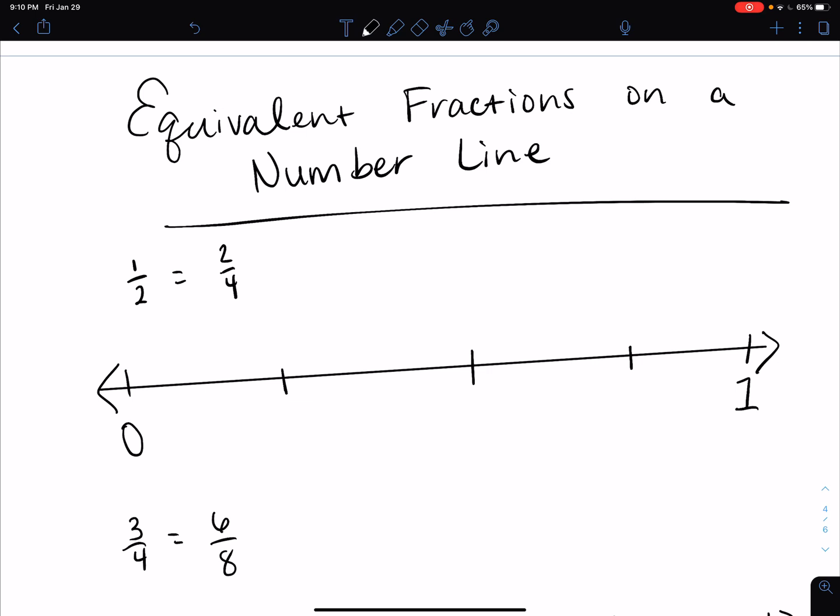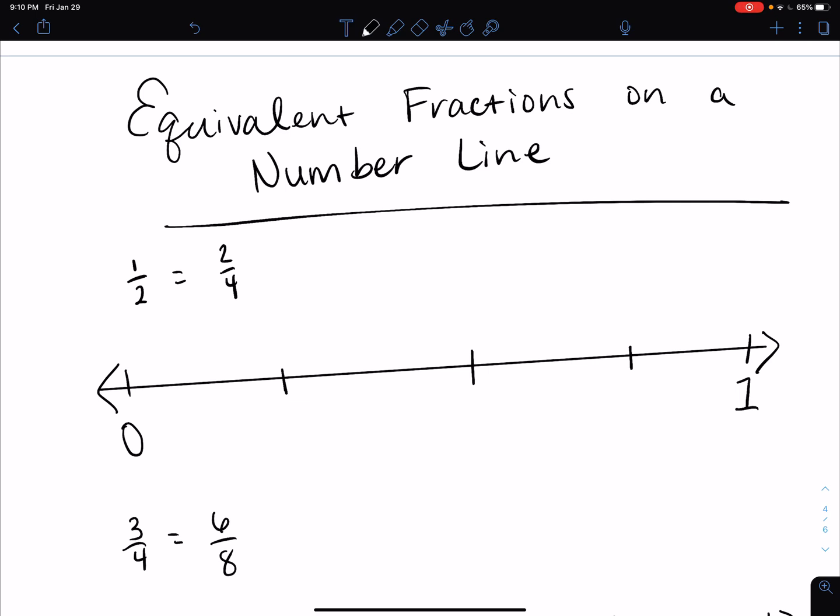Today we are going to be talking about equivalent fractions on a number line. So, if I wanted to do equivalent fractions on this number line, let's just look at this top one for right now. I want to look at my number line and see what I already know about it just by looking at it. And just by looking at it, I can see that this number line has been divided into fourths.